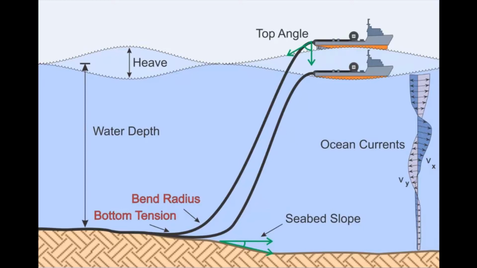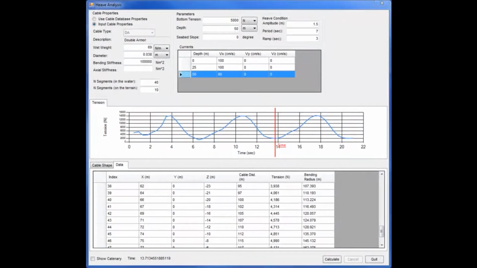In addition, as a ship heaves up and down with the waves, cable tension and bend radius can be impacted, potentially damaging the cable. This video presents a new Heave analysis tool designed to help installers analyze the cable's tension and bend radius during a cable lay so that it remains within acceptable limits even while a vessel is heaving.